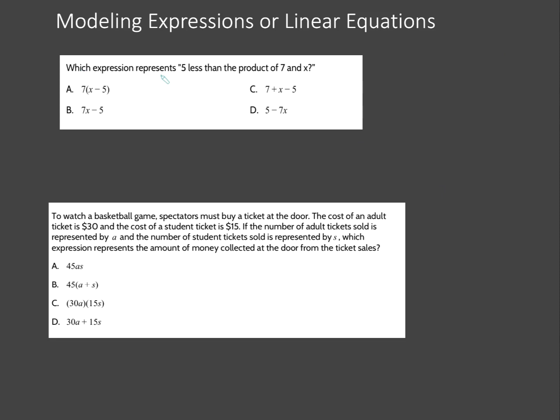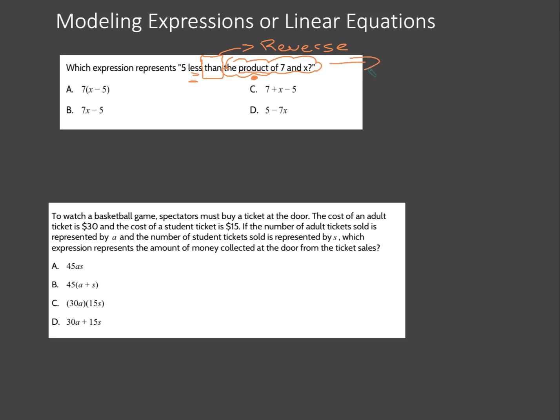Which expression is represented 5 less than the product of 7 and x? What operations are given to us in our problem? I see the word less, which represents subtraction, and I see the word product, which is represented by multiplication. I'm going to use a dot. I also see a very key word here, than. And whenever you see the word than, you must write your expression in the reverse order. What does that mean? It means that the product, whatever follows the word than, so after than, I see the product of 7 and x. That's going to be your first term.